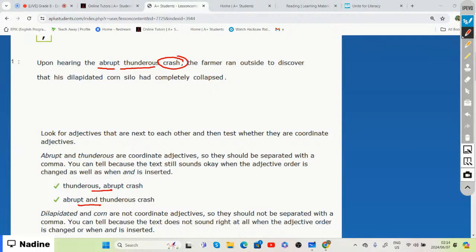And you can tell this because the text does not sound right at all when the adjective order is changed or when "and" is inserted. Meaning that if we were to, for example, say, "The farmer ran outside to discover his dilapidated and corn silo had completely collapsed," it's not going to sound the same, because now it seems as if we are changing the sentence, or the sentence just doesn't make sense.